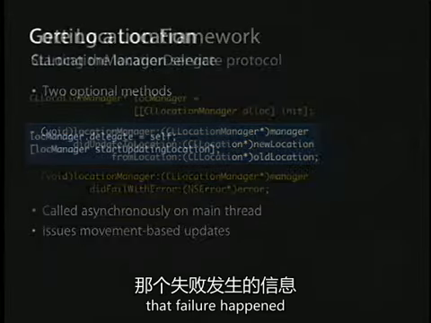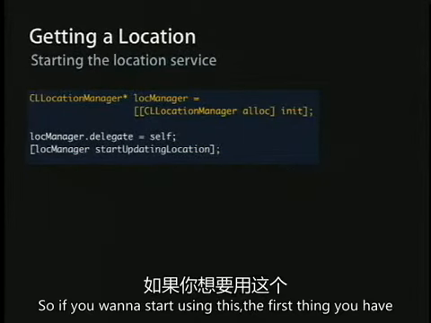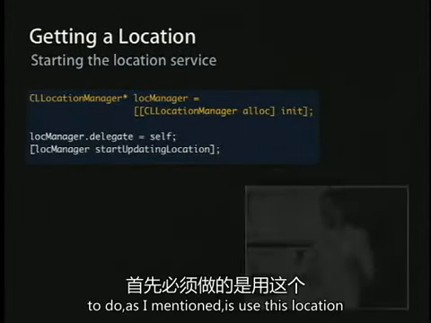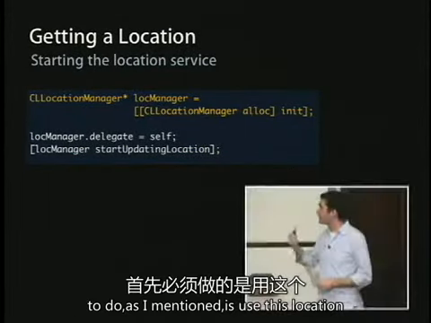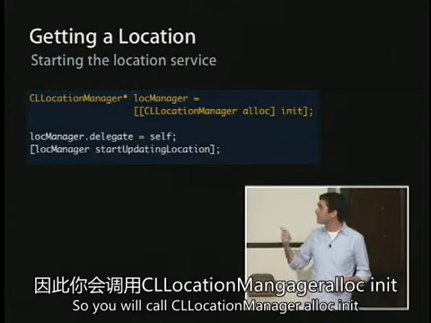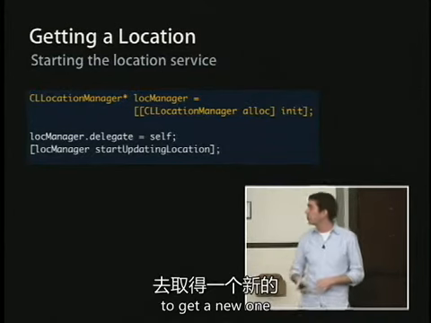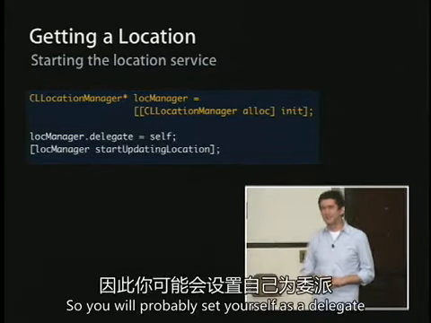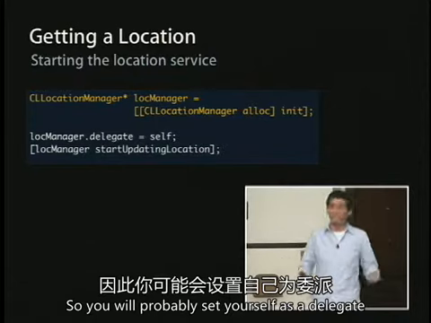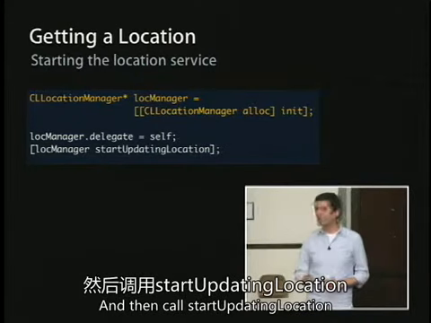All right, so if you want to start using this, the first thing you have to do, as I mentioned, is use this CLLocationManager object. It's your entry point to the entire framework. So you'll call CLLocationManager alloc init to get a new one. Set its delegate, so you'll probably set yourself as the delegate. And then call startUpdatingLocation.